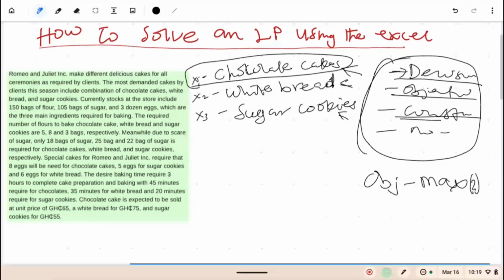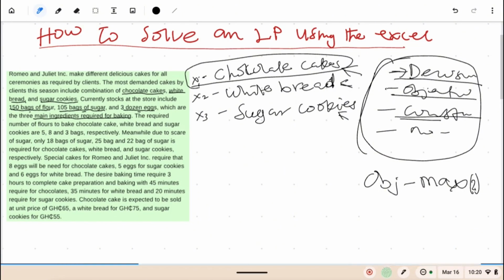So let's continue reading the question. We've identified the things that they produce: chocolate cakes, white bread, and sugar cookies. They say currently stocks at the store include 150 bags of flour, 105 sugar, and 3 dozens of eggs, which are the 3 main ingredients for baking. So here they are telling you that their ingredients for baking are the bags of flour, the sugar, and the dozens of eggs. So now we know the things that they use for their baking, their ingredients, and we've already said that these ingredients consist of the constraints, right?